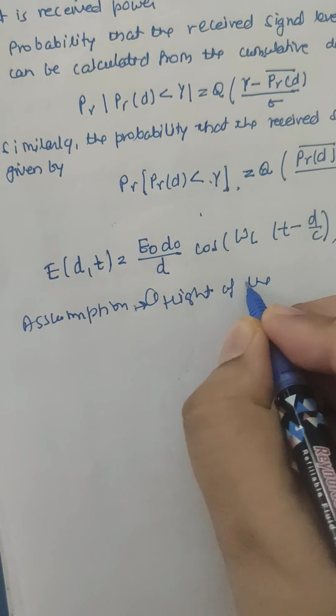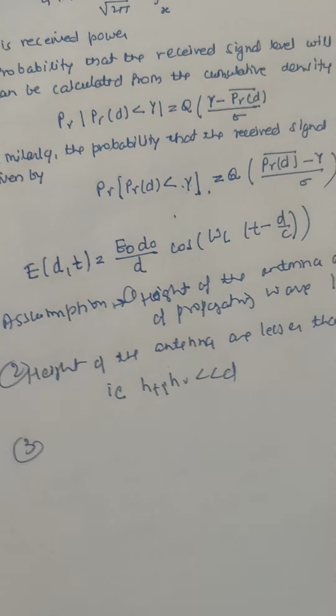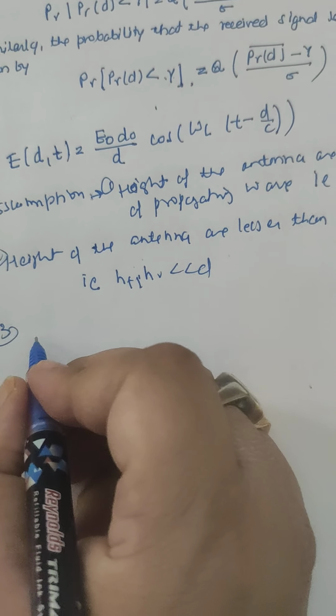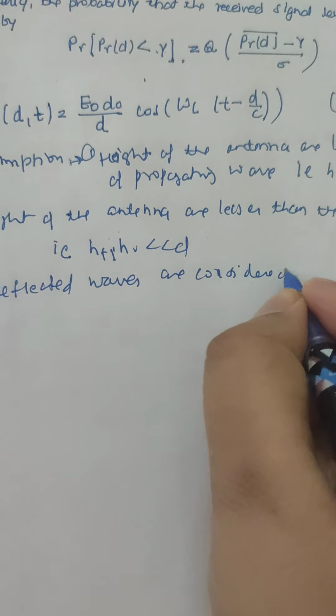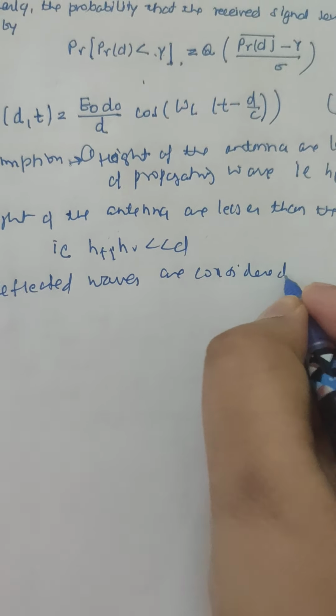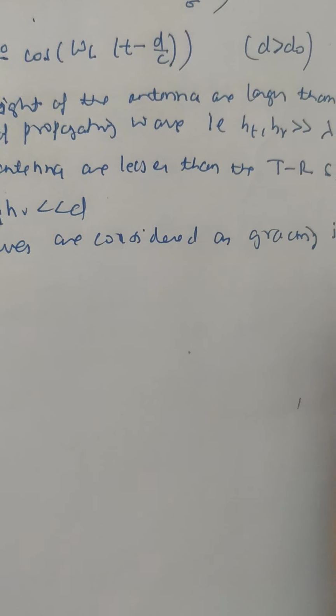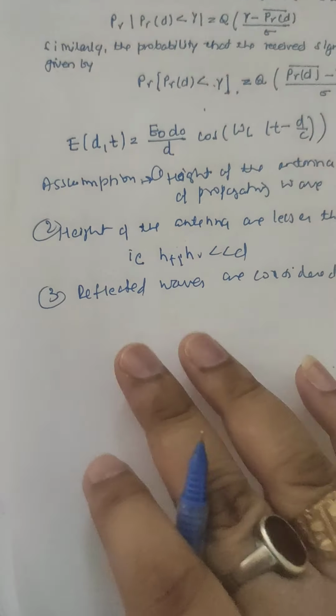Second assumption, the height of the antenna is less than the TR separation, the transmitter receiver separation distance, that is h_t and h_r are less than d. Third, reflected waves are considered as grazing incidence waves.